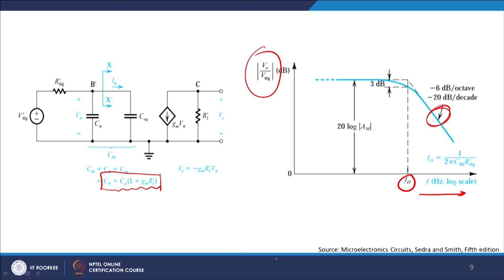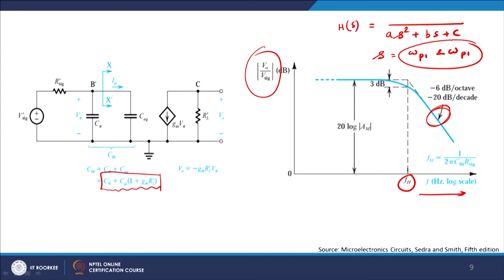If you try to find one important point, as I discussed in the starting of the lecture, typically if you take a transfer function H(s) and you have a second order transfer function, say A s square plus B s plus C, then you typically have two poles, omega P1 and omega P2. Why? Because it is a square term here. Similarly, if there is a cubic term in the denominator, you will have three poles, omega P1, omega P2 and omega P3. The placement of these poles will depend upon the frequency at which they are operating in a sigma j omega plot.